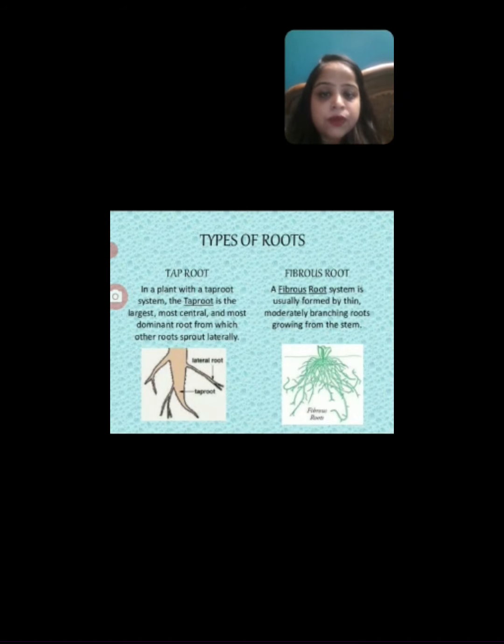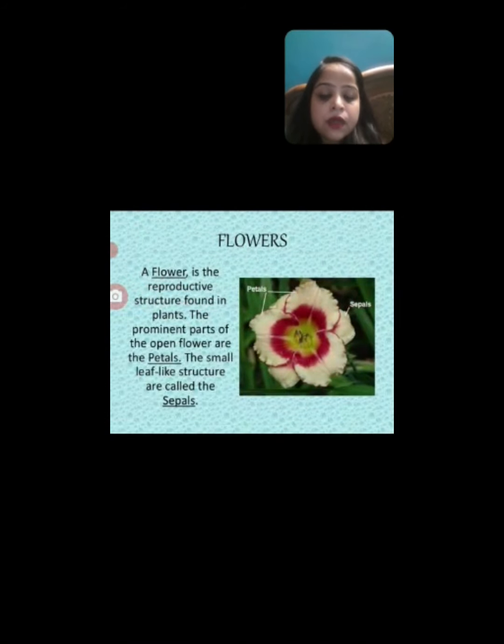In a plant with a taproot system, the taproot is the largest, most central and most dominant root, from which other roots sprout laterally. On the other hand, if we talk about the fibrous root, the system is usually formed by thin, moderately branching roots growing from the stem. The next part, and the very beautiful one, is the flowers.